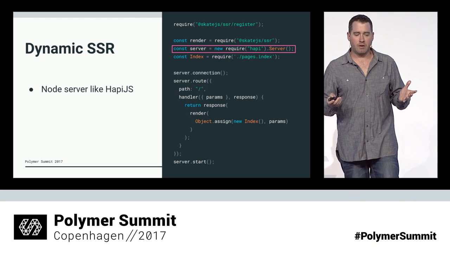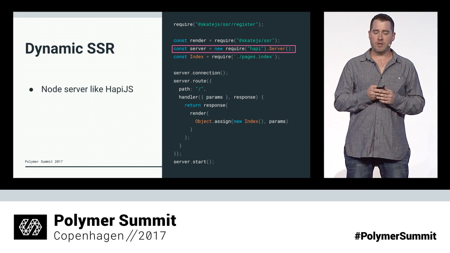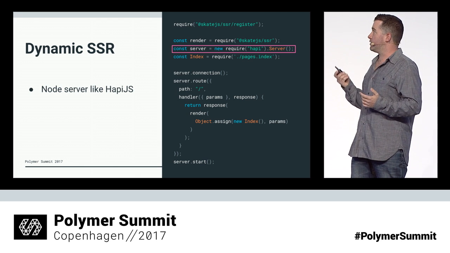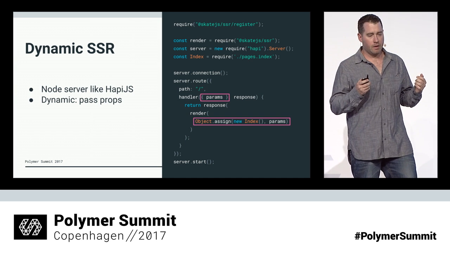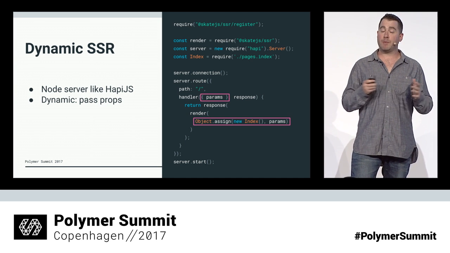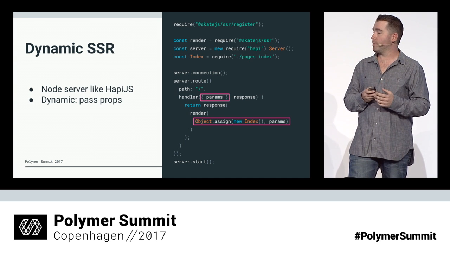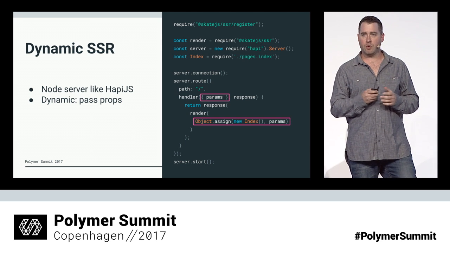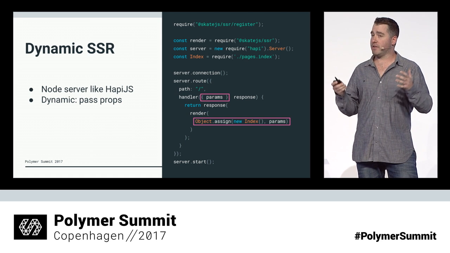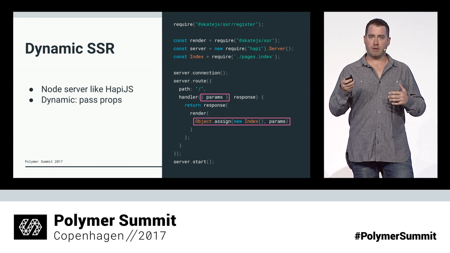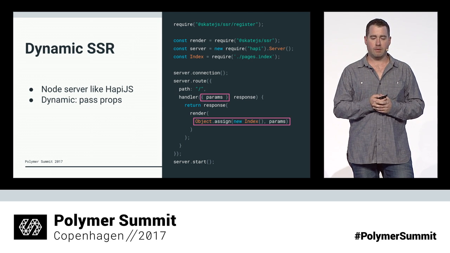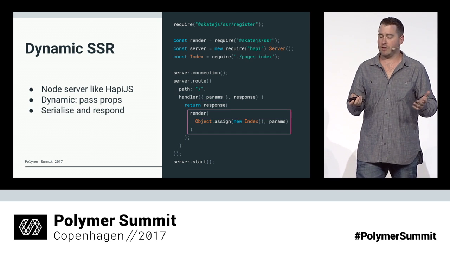So dynamic SSR is a lot like static SSR. You're just running it in a Node server, like Hapi.js or Express. You can make your components render dynamically via props by assigning the request parameters to the component. Doing this allows your component to then dynamically re-render according to those props, and then the output is serialized and sent to the client.